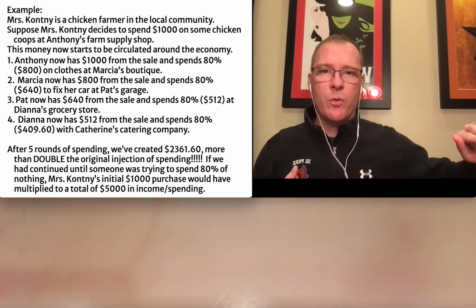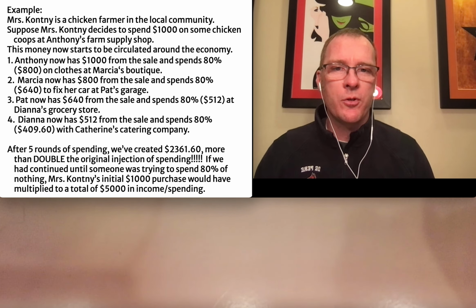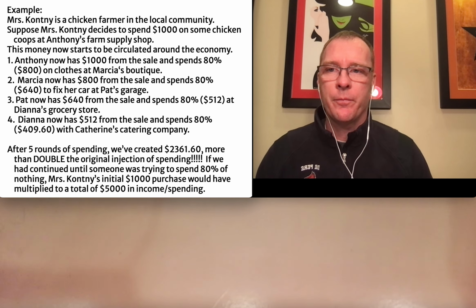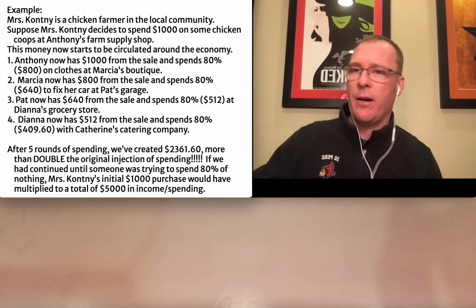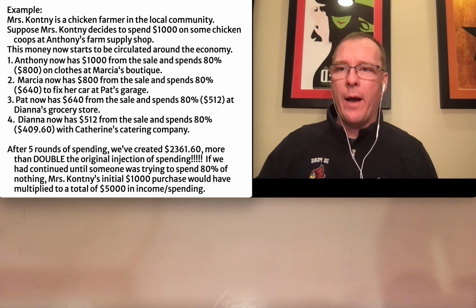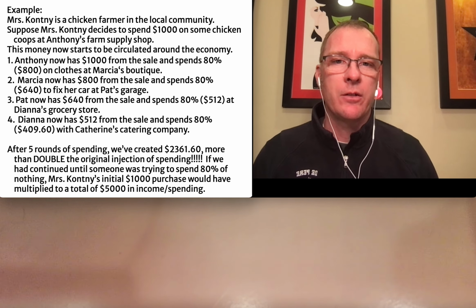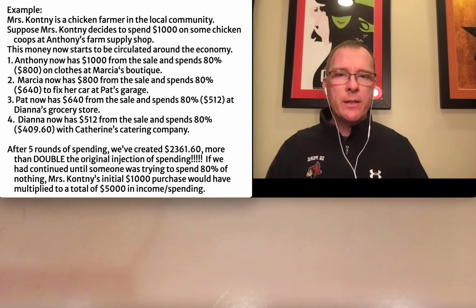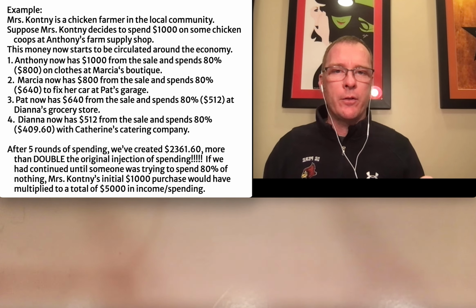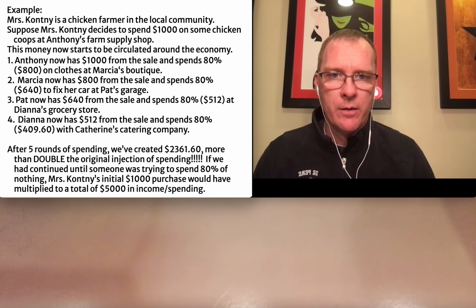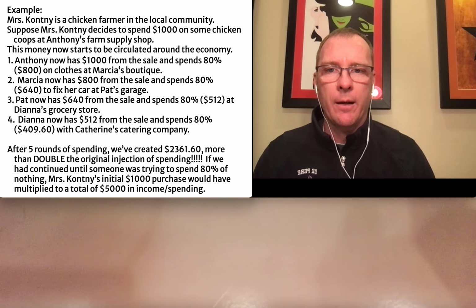He's going to save 20% of it, and he's going to take $512 because he's got a party, and he's going to Diana's grocery store and spend all that cash. Diana now has $512. She's going to save 20% of it. She's going to go to Catherine's Catering Company because she's got a wedding coming up for herself, and she's going to put a down payment of $409 on some catering. This initial $1,000, by this point, if you added up all the dollars, comes out to $2,361.60. That's more than double the amount of money that went in at the beginning.